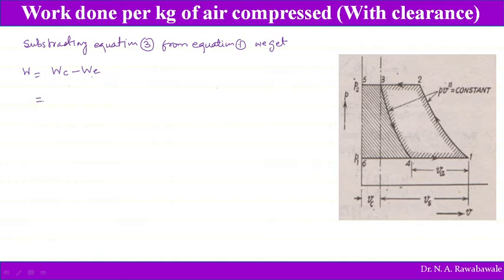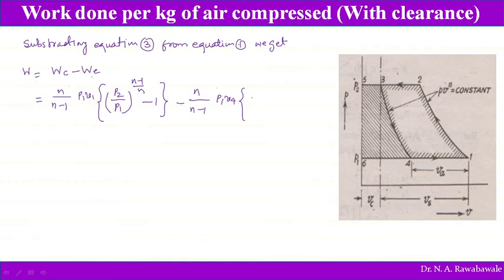This can be written as n divided by n minus 1 P1 V1 [(P2 divided by P1) to the power of (n minus 1) divided by n minus 1], minus expansion work, which is n divided by n minus 1 P1 V4 in bracket P2 divided by P1 to the power of n minus 1 divided by n minus 1.